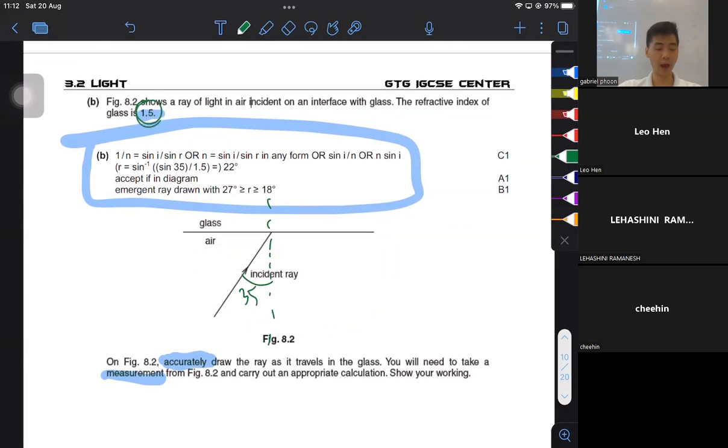Then you're given the refractive index of 1.5. You are supposed to calculate the angle here. But before you calculate the angle, let me ask you this, guys. Will the angle in the glass be more or less than 35 degrees? Will the angle in the glass be more or less than 35 degrees, guys?